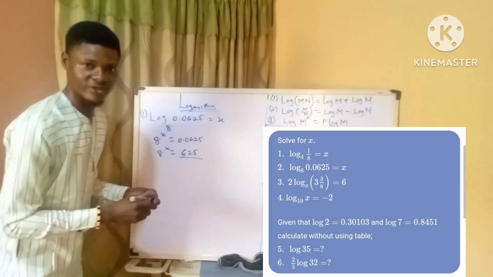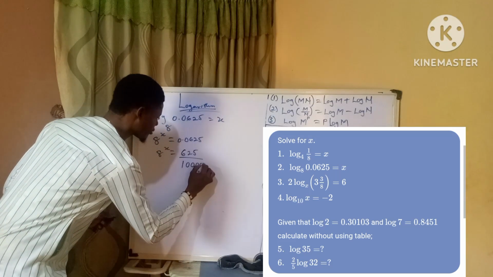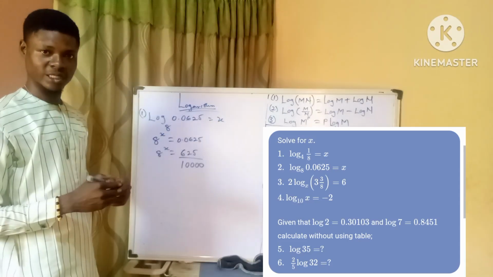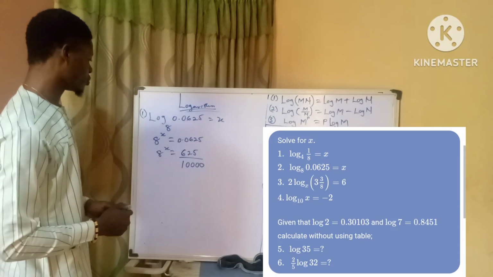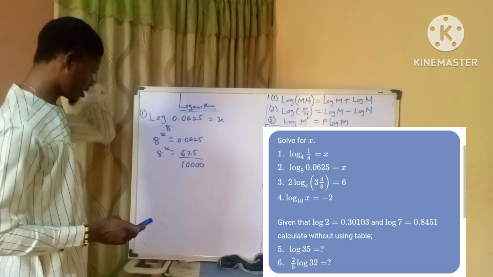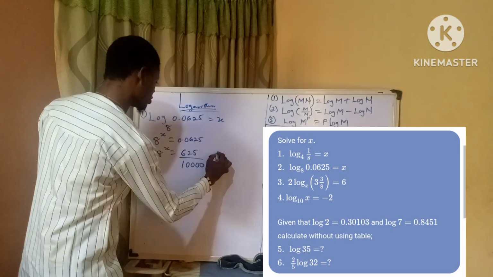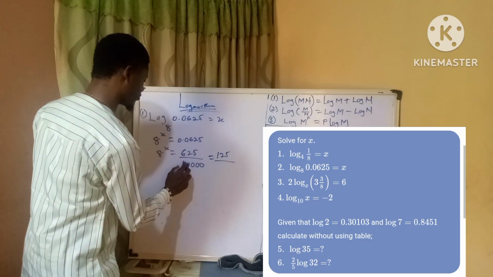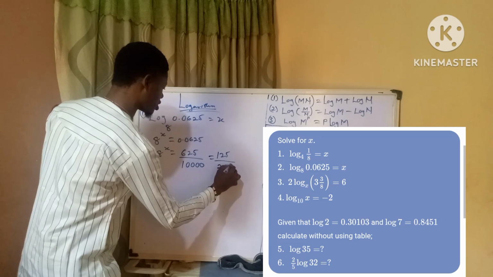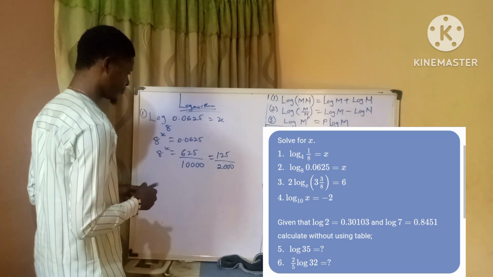How many times have you shifted it? 4 times. That means 4 zeros. 1, 2, 3, 4. Are you getting it now? Now, let's break this down. If you break this down, let's divide by 5. If you divide by 5, this will give you 125. And if you divide this by 5, this will give you 2,000. Isn't it? What can we do again? Let's divide by 5 again.